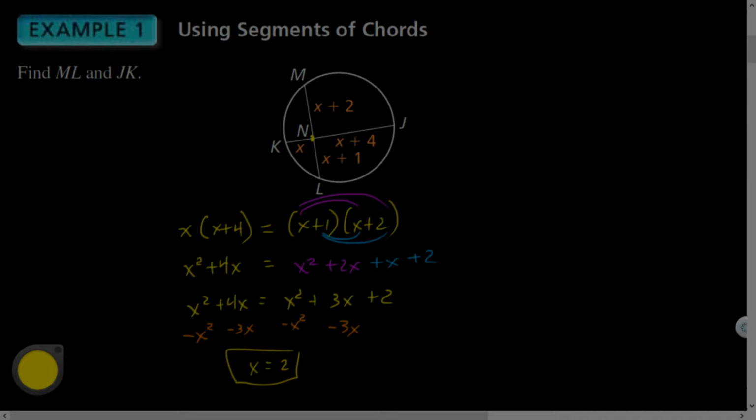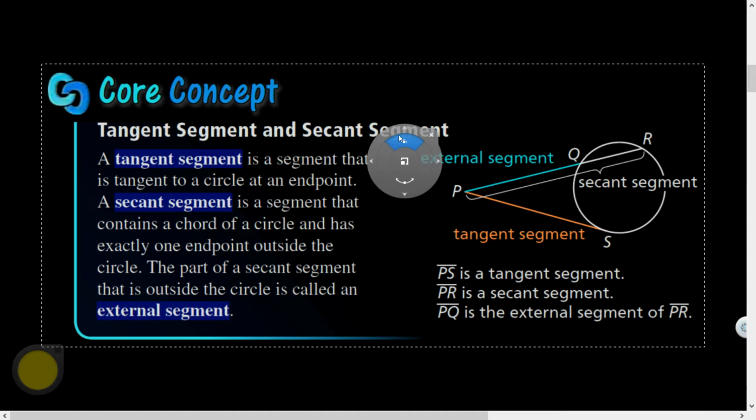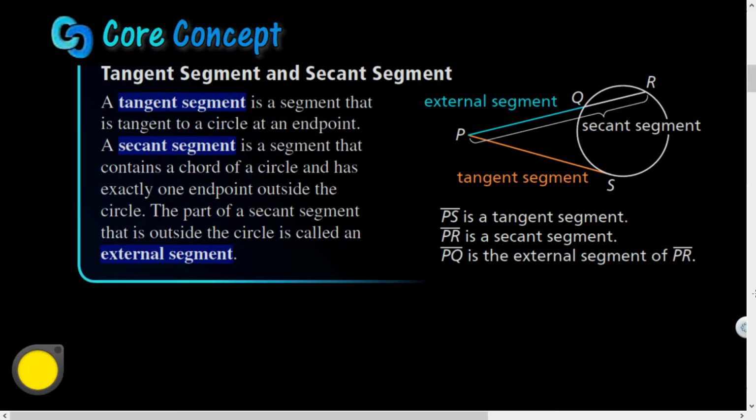Let's talk some more vocabulary. Vocabulario. Here we go. All right, core concept. A tangent segment is a segment that is tangent to a circle at an endpoint. So here's a tangent segment, like so. One of its endpoints is also the point of tangency. A secant segment is a segment that contains a chord that has exactly one endpoint outside the circle, like so.